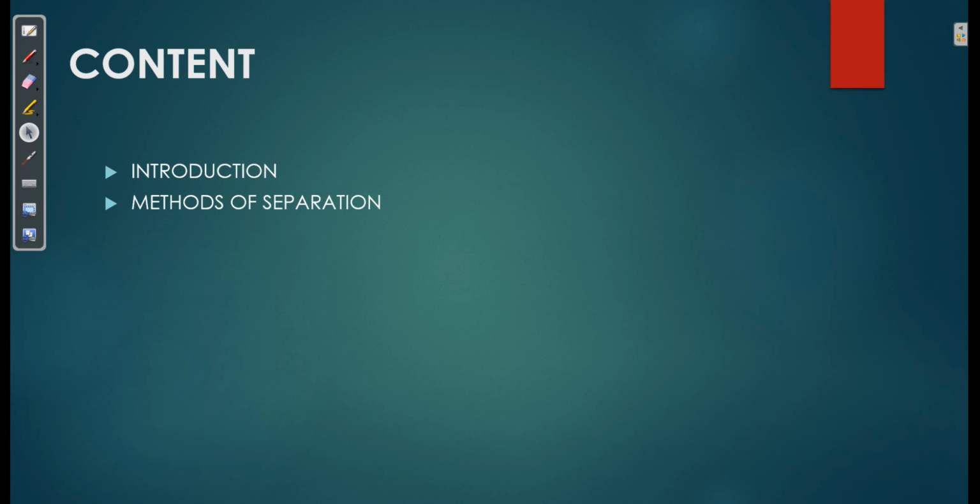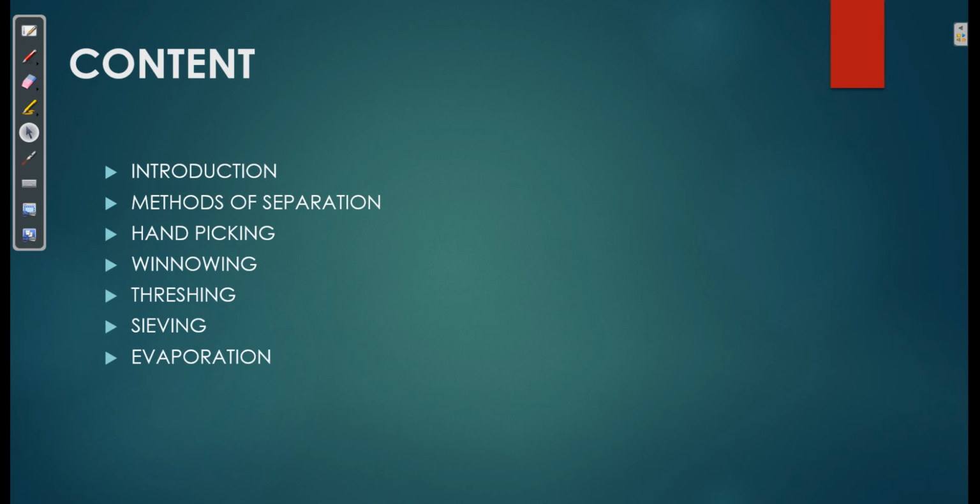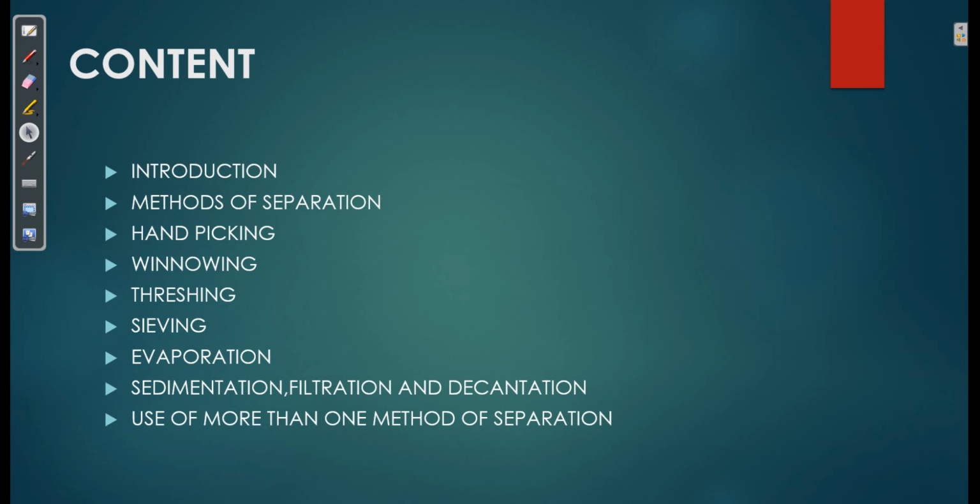The first method which we are going to discuss is hand picking, then winnowing, threshing, sieving, evaporation, sedimentation, filtration, and decantation, and use of more than one method of separation. And then finally we will see solubility of substances in water. All these are the topics which we are going to cover in this chapter. So let us start the chapter.